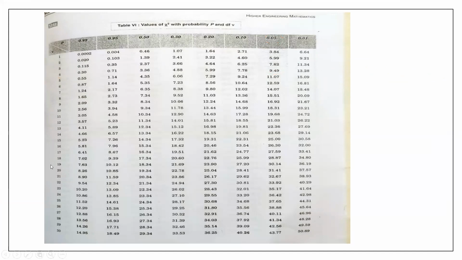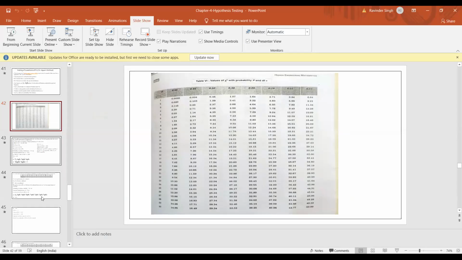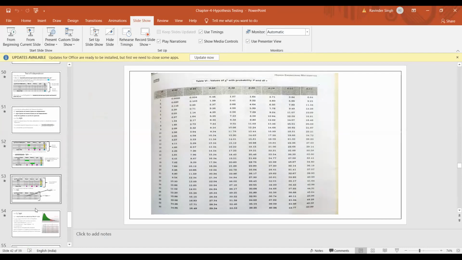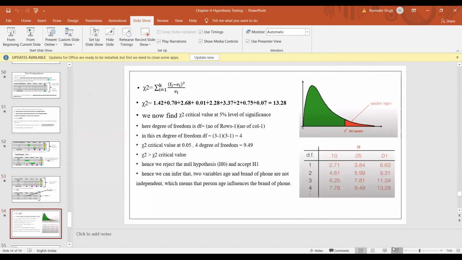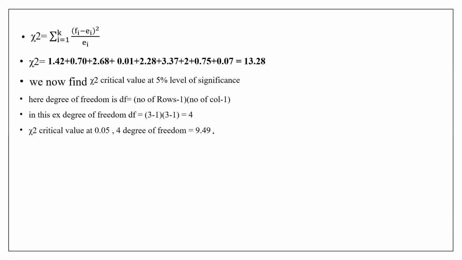All right, so let's go back to that problem. We had the degree of freedom, and we have the value 9.49. Now we just have to compare. You can see in this case your chi-square value, which is 13.28, is greater than 9.49. It means your chi-square value is greater than the chi-square critical value.